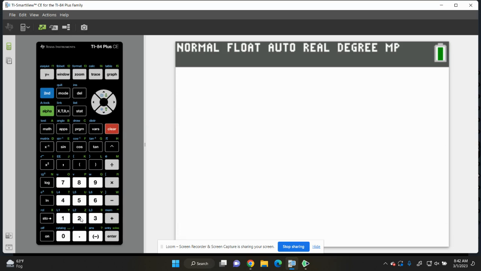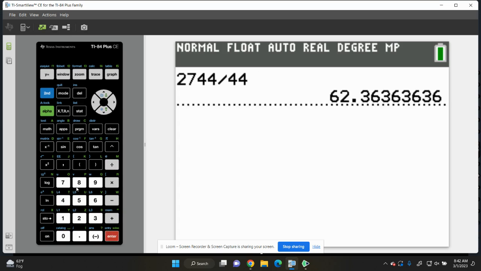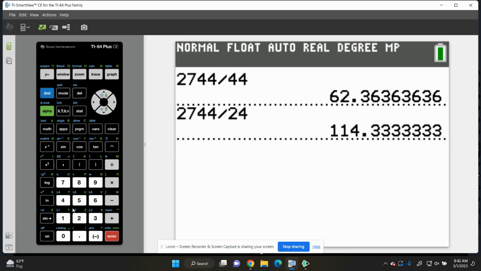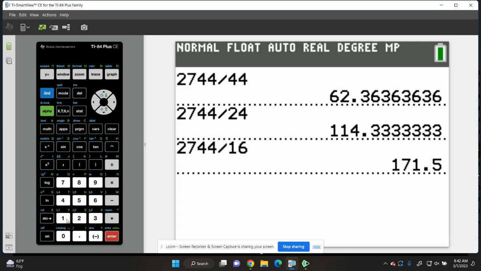So let's see, 2,744. Let's try 44. Well, that's not a perfect square, is it? It's not going to work anyway. Okay, let's try 24. How about 16? No? 14? Yeah.